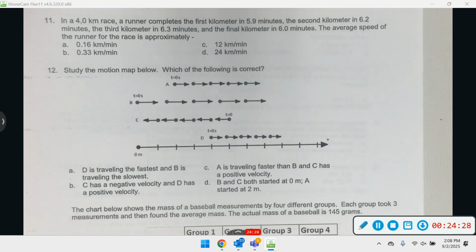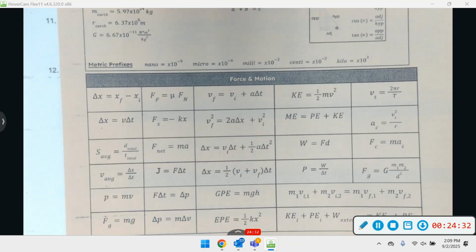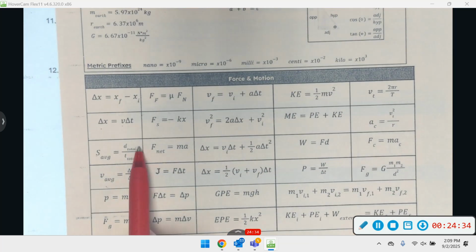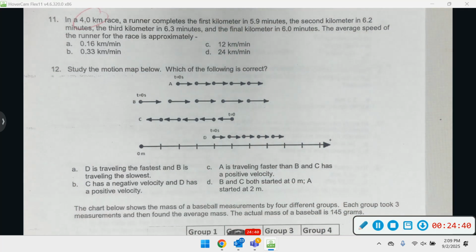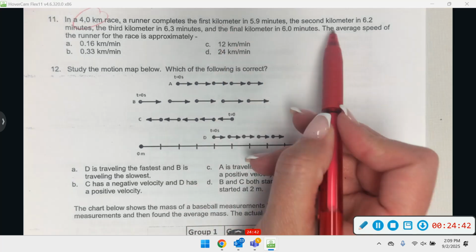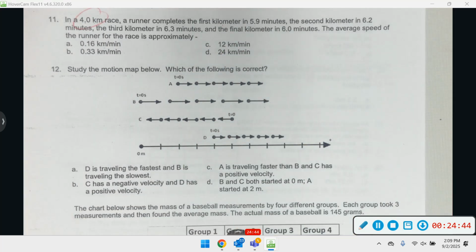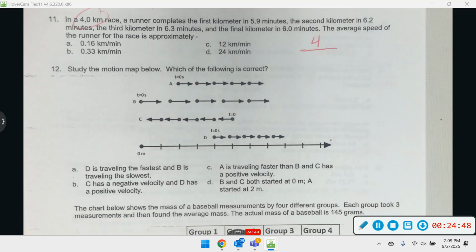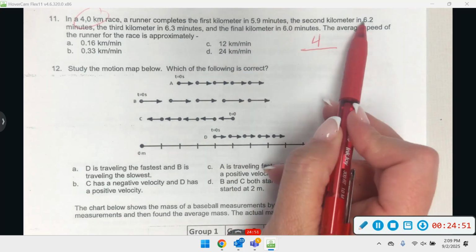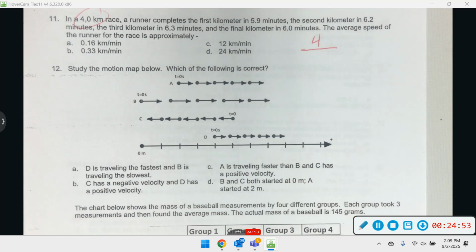Average speed is going to be your total distance divided by your total time. Again, it's on here. Average speed, total distance divided by total time. So my total distance is right here, 4 kilometers. Or you could read it, first kilometer, second kilometer, third, final, so there are 4 of them. Okay, so my total distance is 4. And my total time is the sum of each of these legs it gives me times for.